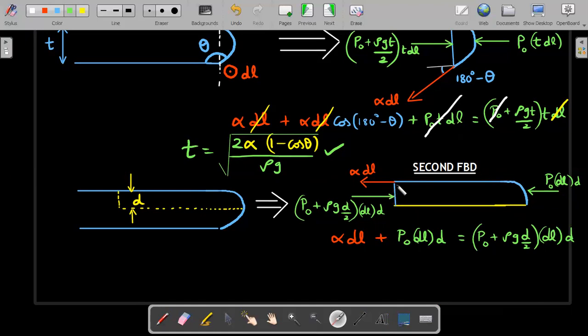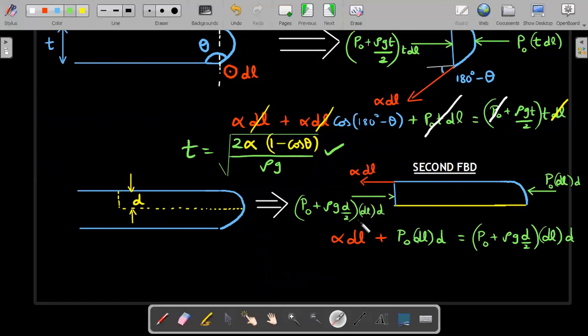Whereas now the FBD's depth in the vertically downward direction is small d. This is only a small d version. Now the same force of atmosphere would be P naught into dl, this time into d only, which is a vertical depth, and at the topmost point alpha dl will still act, right? I don't have another alpha dl here. Please understand, alpha dl won't act here because it's the bulk of the liquid. So there will be only one surface tension force, unlike the previous FBD, which is a very important point to make. And then the usual arithmetic mean of the pressure thrust force here into dl into d.